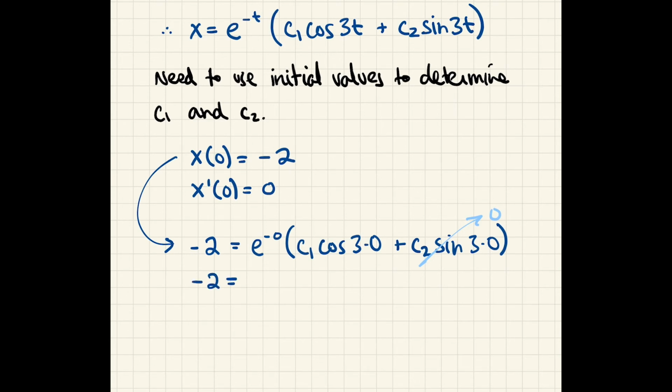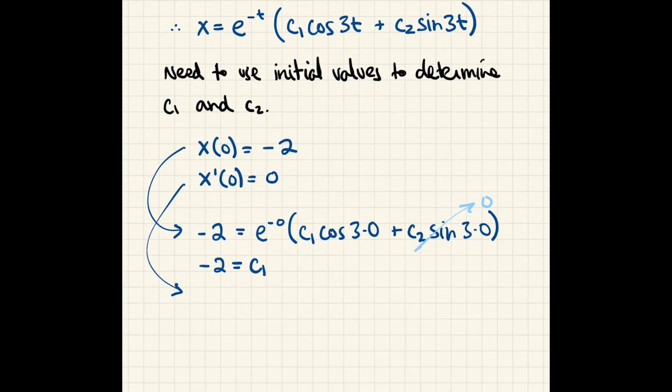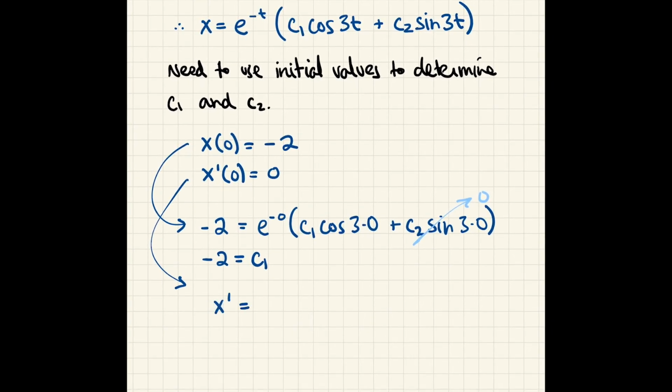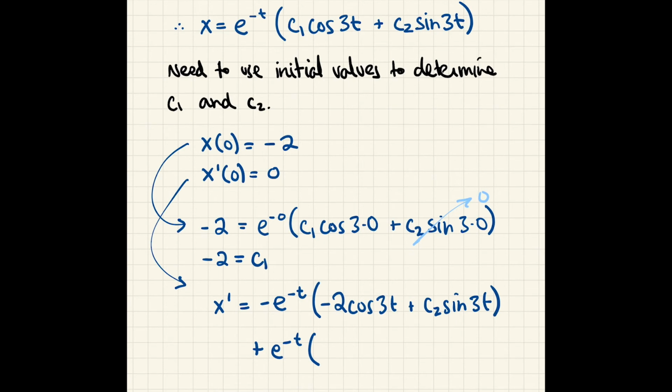Okay, that's very nice. Okay, so now let's use the first derivative at 0 equaling 0. Of course, we're going to need the first derivative. So x prime is, okay, wonderful. We're going to need the product rule. So derivative of e to the -t times this stuff. We know that c1 is equal to -2, so we can just put that in directly. And this is plus, because we're in the middle of a product rule, e to the -t times the derivative of this stuff. So derivative of cosine is, of course, negative sine. The 3 comes out. 3 times 2, that'll be 6 sine of 3t. And then plus 3c2 cosine of 3t.